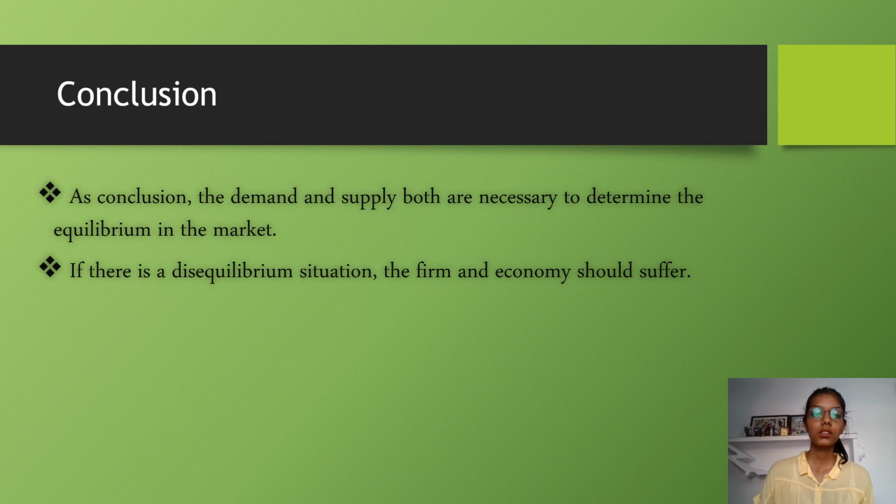Conclusion. As a conclusion, demand and supply both are necessary to determine the equilibrium in a market. As they are both balanced, it is equilibrium. But if there is disequilibrium in a situation, the firm and economy suffer.